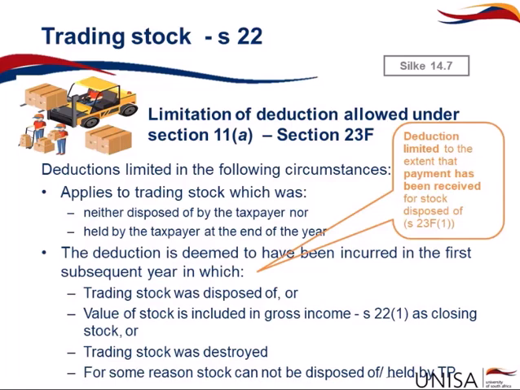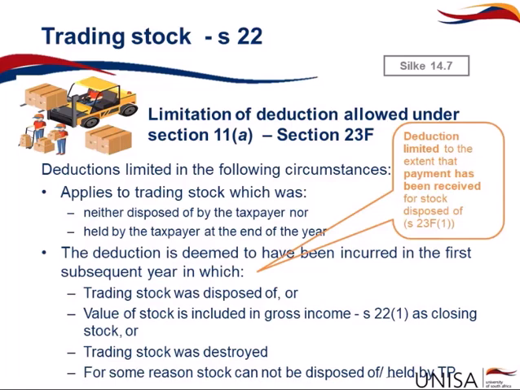Neither disposed of. So if those goods are in transit and we haven't issued the client with an invoice yet, then we haven't disposed of them yet. So we don't have anything in gross income, and we aren't holding the stock. So we don't have any closing inventory either. In that case, there will be a limitation on the Section 11A deduction that we would have gotten for originally purchasing that trading stock.